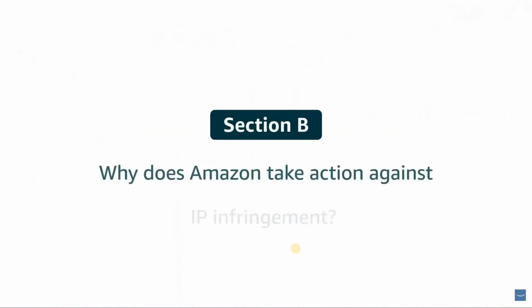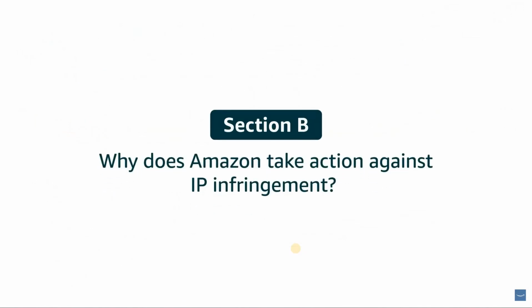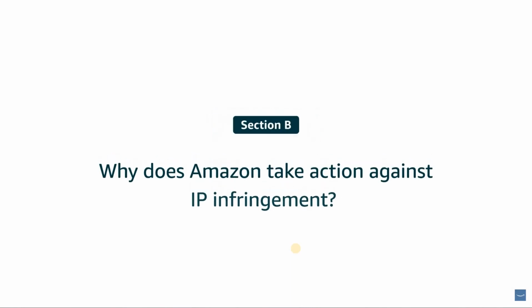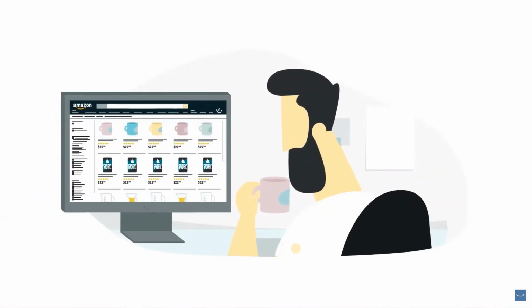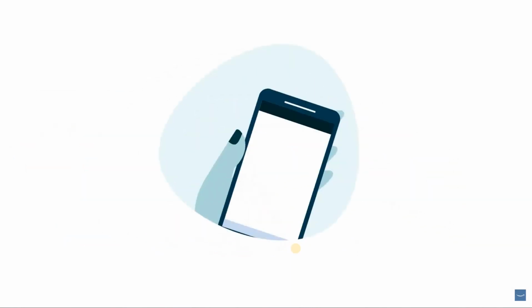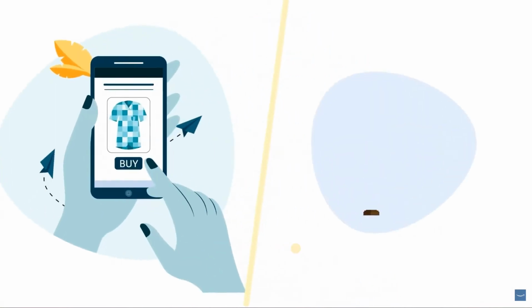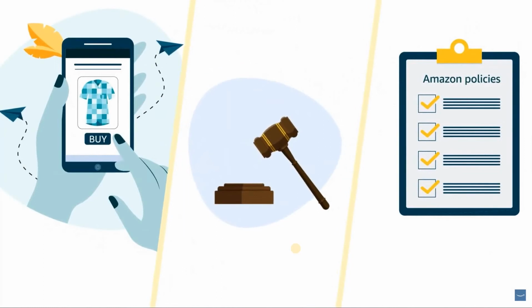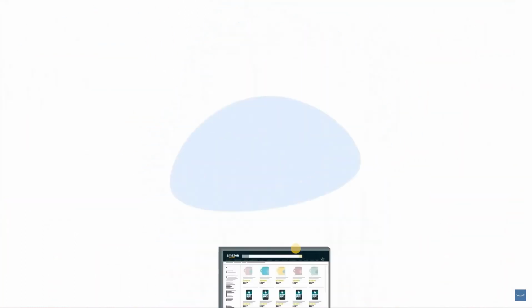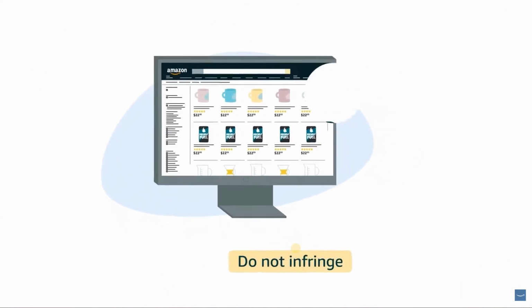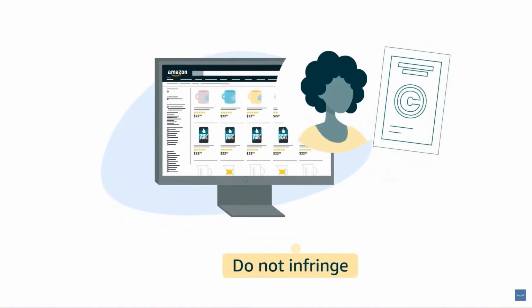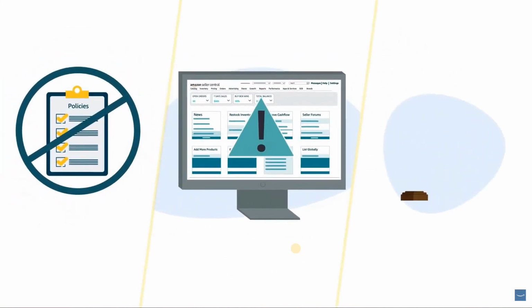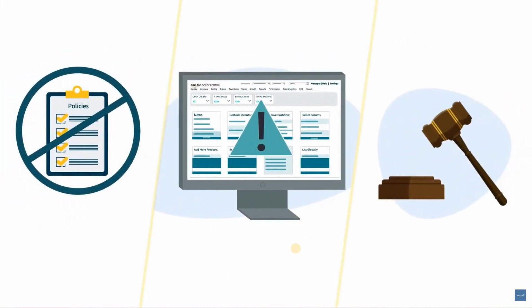Next, let us discuss why Amazon takes action against IP infringement. Customers trust that they can buy with confidence on Amazon. Products offered for sale on Amazon must comply with all laws, regulations, and Amazon's policies. Amazon strives to protect the rights of intellectual property owners and to ensure that goods listed on Amazon do not infringe on any rights of the IP owner. Any violation of these policies may result in the loss of selling privileges and other legal consequences.